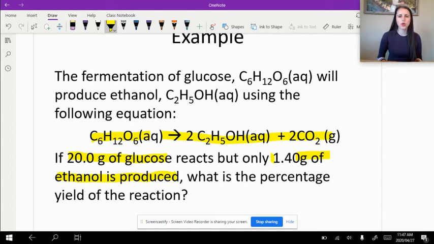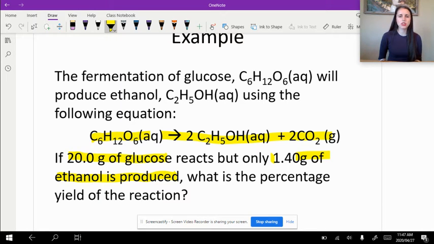So let's read this question together. I'm going to read the second part of the paragraph first. If 20.0 grams of glucose reacts, but only 1.4 grams of ethanol is produced, what is your percent yield of the reaction? So what we've been given here is two masses. The mass of my glucose is how much glucose actually went into the reaction. And the mass of ethanol, 1.4 grams of ethanol is produced. That's how much after doing the lab I actually got. So that is my actual yield.